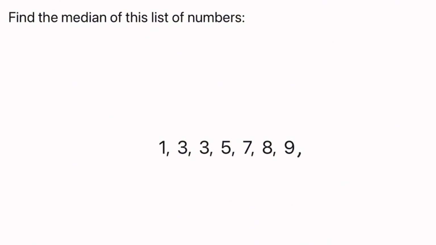But what if we're left with two numbers in the middle? If there is an even number of numbers in a list, we have a slightly different method. First, we must check if everything is in size order, and rearrange if not. Then, cross off numbers from each side until you find the middle.